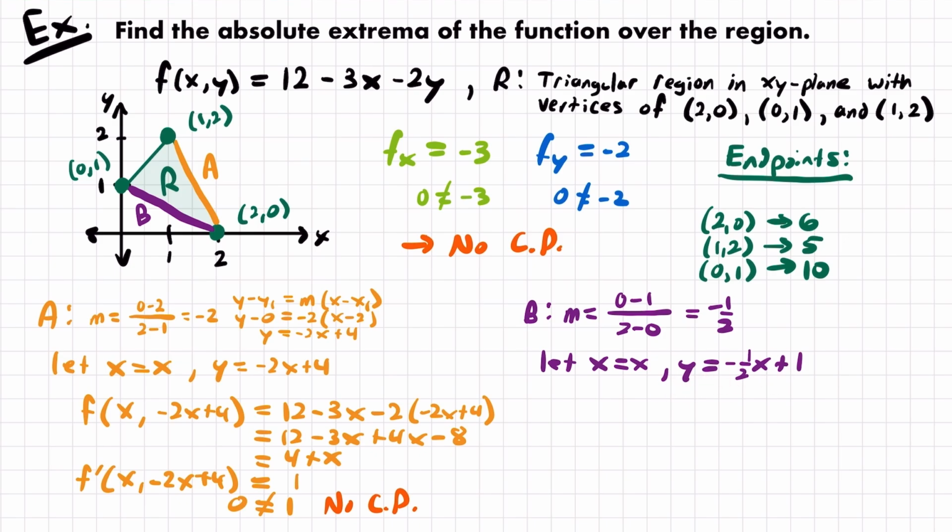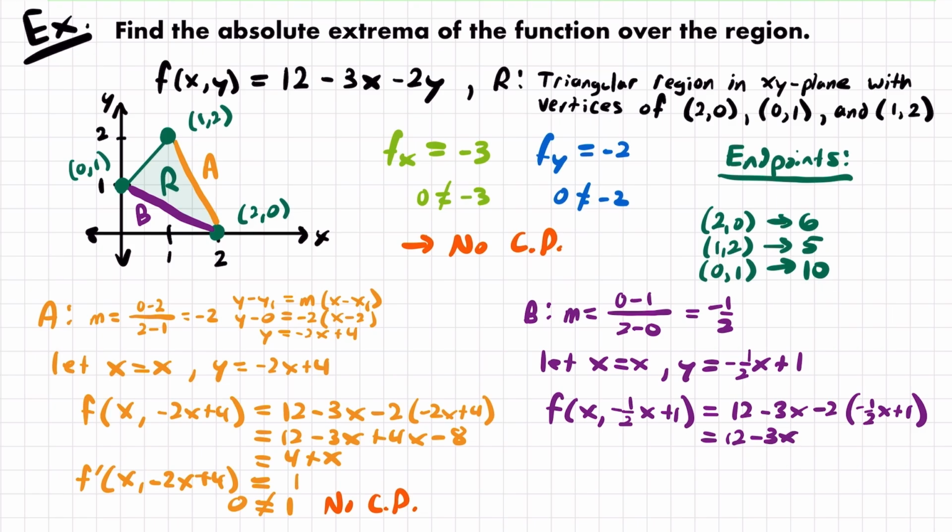And so now setting up the function, we'll have f of x comma y, where y is negative 1/2 x plus 1. So we'll have 12 minus 3x minus 2 times y, which is negative 1/2 times x plus 1. Right, just to be clear, we're rewriting this multivariable function, but replacing x with x, and then y with this expression. That's how we got this right here. Now, distributing negative 2 through this quantity, we will get 12 minus 3x plus x minus 2. And so then combining like terms, 12 minus 2 is 10. Negative 3x plus x is negative 2x. So this is equal to 10 minus 2x, and that would be the function.